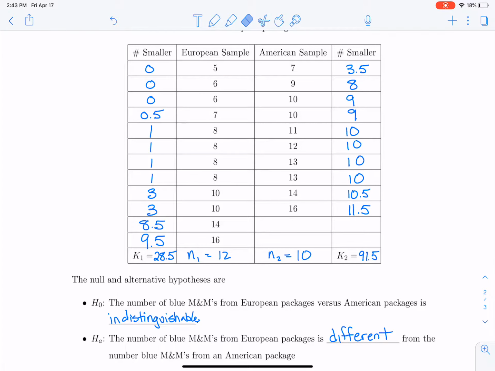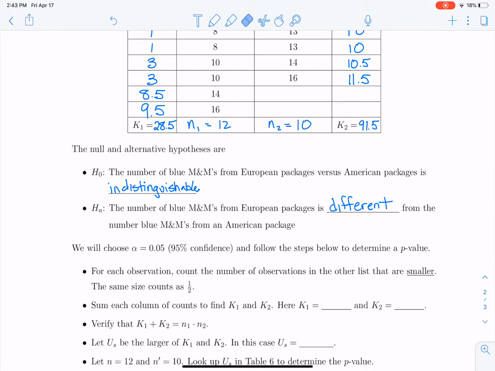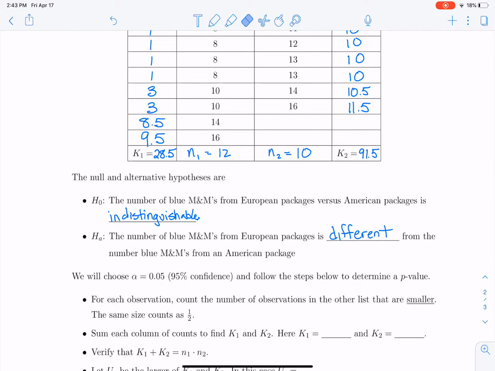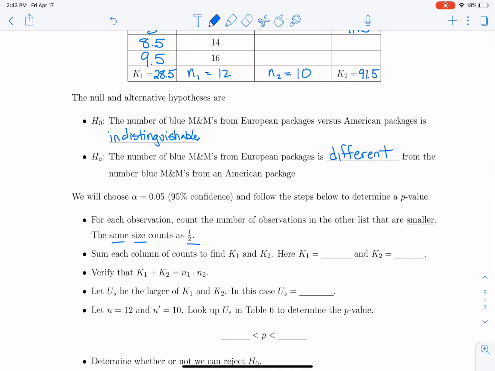Okay, so I have counted the number of observations in the other list that are smaller, and I've noted that the same size counts as a half. So anytime I saw that there was the same size, I got a half. I summed each column to find K1 and K2. They were 28.5 and 91.5.